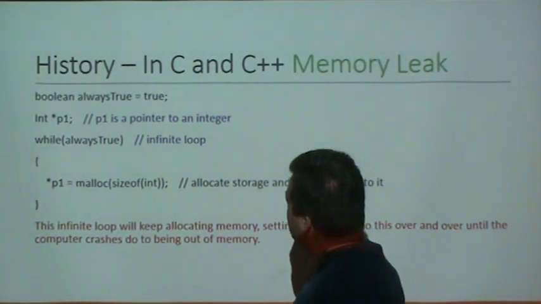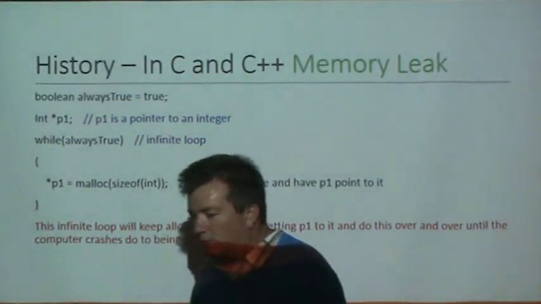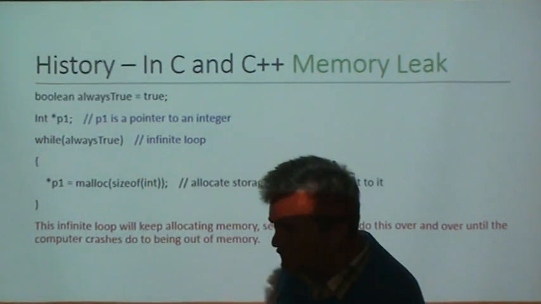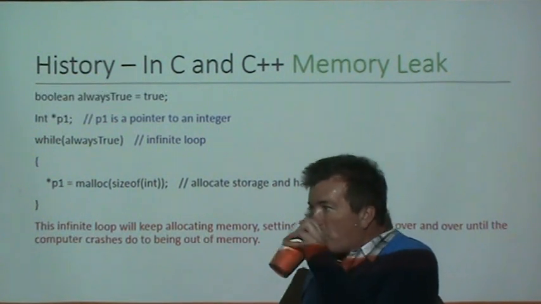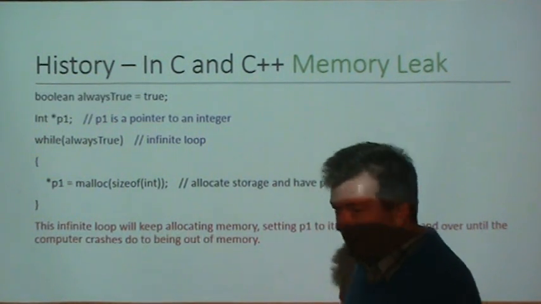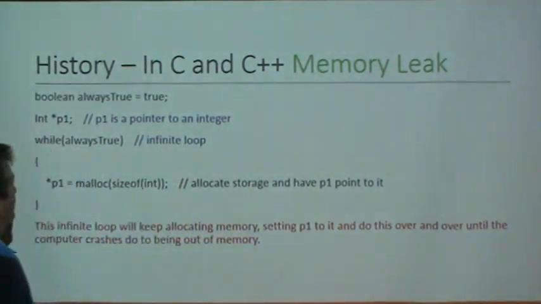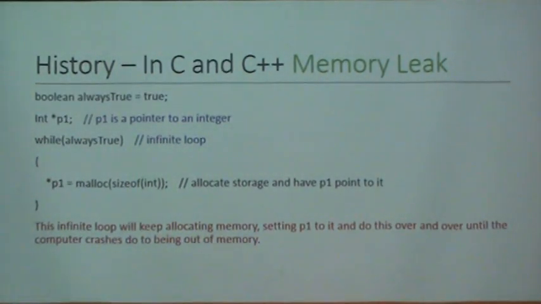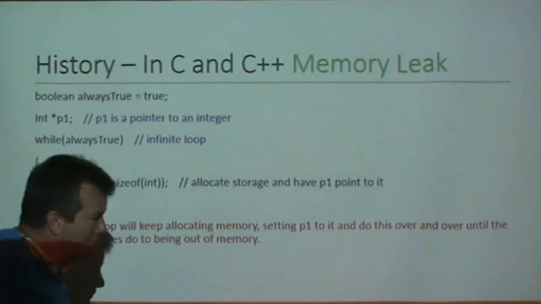Okay, well, what else is in our history? Oh, memory leaks. Memory leaks won't happen in Python, but memory leaks could happen in C and C++. Suppose we wanted to create an infinite loop, so we make a boolean variable called always true, and we set it to true, so it'll always be true.